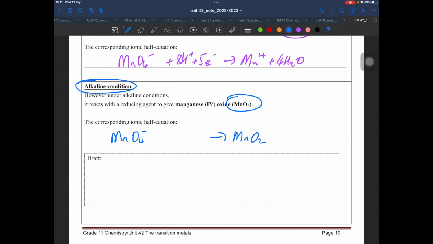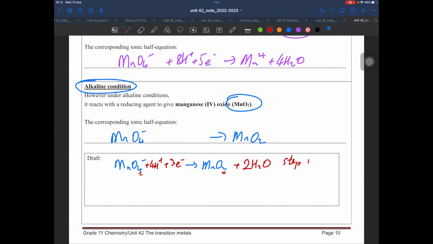Let me show you how we can do it by using the ECHO method in the draft. Step 1, just forget that this is an acidic condition first. So I use the original method: 2 oxygen, 4 oxygen. So I add 2 water here and 4 hydrogen ions here. And finally, 3 electrons here. Well, this is what we have done before.